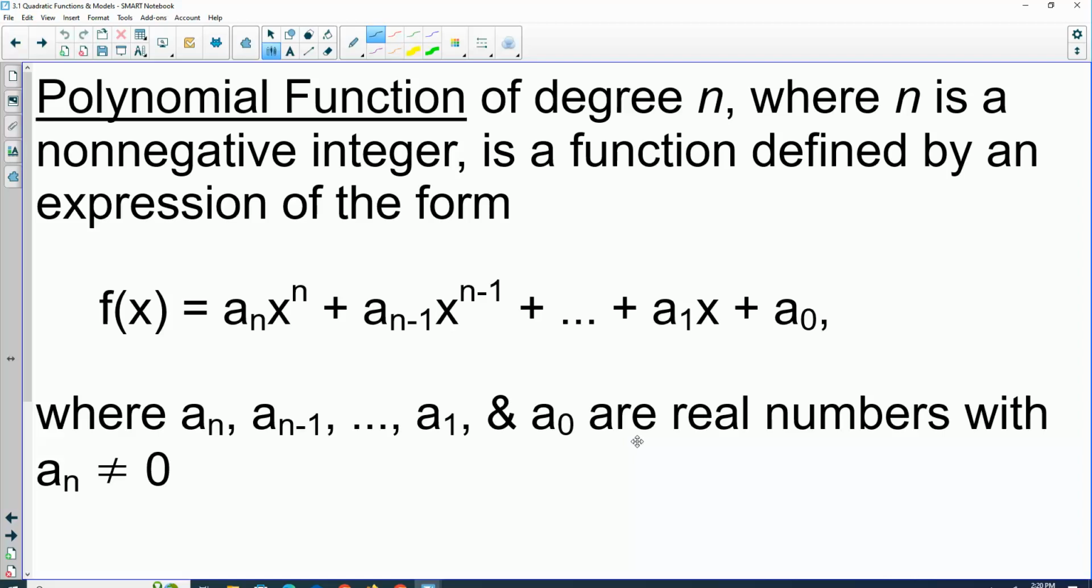A polynomial, the actual definition, it looks kind of ugly. It's just saying n is the highest power of x, but it's non-negative. So your highest power of x has to be positive. And in polynomials, all of your exponents are whole numbers: 0, 1, 2, 3, 4. We have nice numbers.